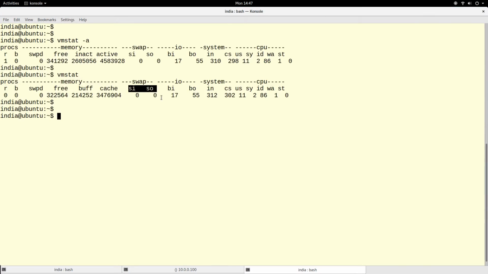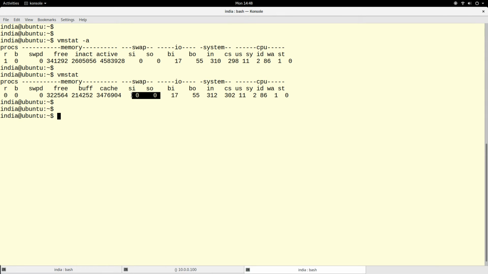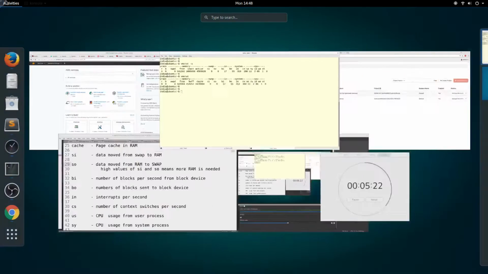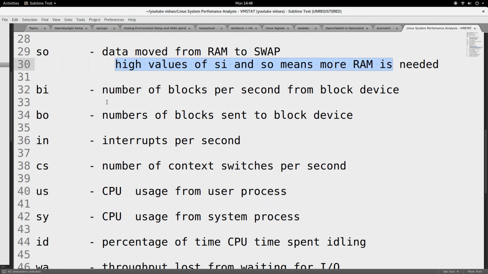In my case, I have a zero for both of them. Like I said, in a very high performance environment, this value should actually be zero. If you start seeing very high numbers under swap in, swap out, it points to the fact that maybe you need more memory on that system. High values of swap in, swap out mean maybe you need more RAM on that system.